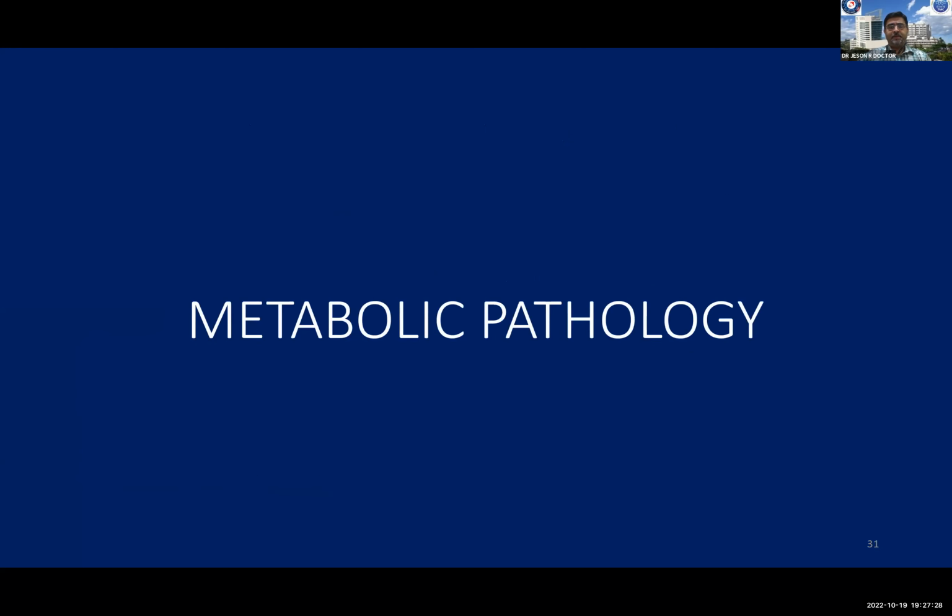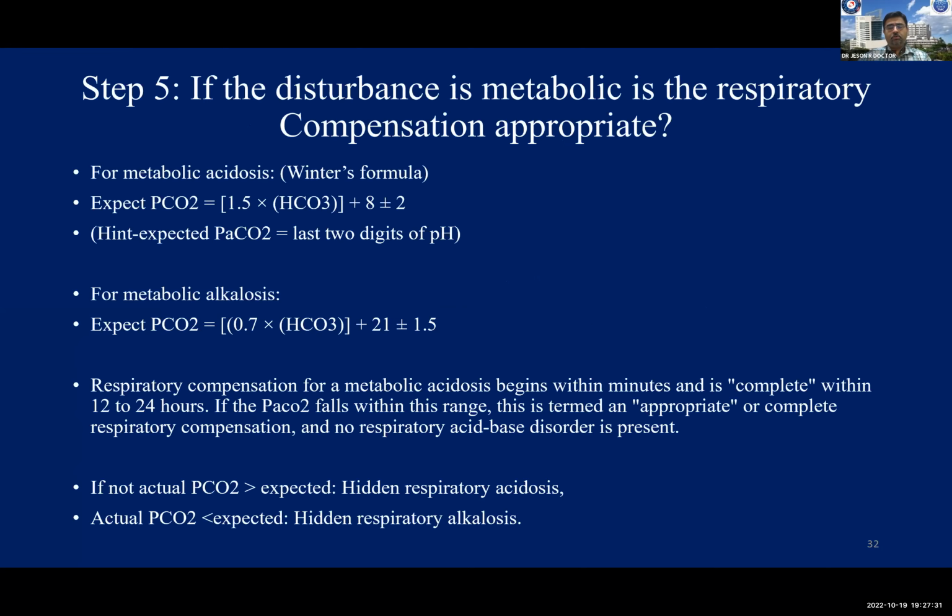Now, we discussed the respiratory pathology, coming to the metabolic pathology. If on step 1 and 2 you have acidosis and metabolic acidosis, you move to step 5 and check whether there is any respiratory compensation. For metabolic acidosis, the respiratory compensation is given by Winter's formula: you expect a PCO2 of 1.5 into bicarb plus 8, plus or minus 2. Here the hint is that the expected PCO2 should be the same as the last two digits of your pH. That makes it a lot simpler instead of remembering formulae. Similarly for metabolic alkalosis, the expected PCO2 is 0.7 into bicarb plus 21, plus or minus 1.5.